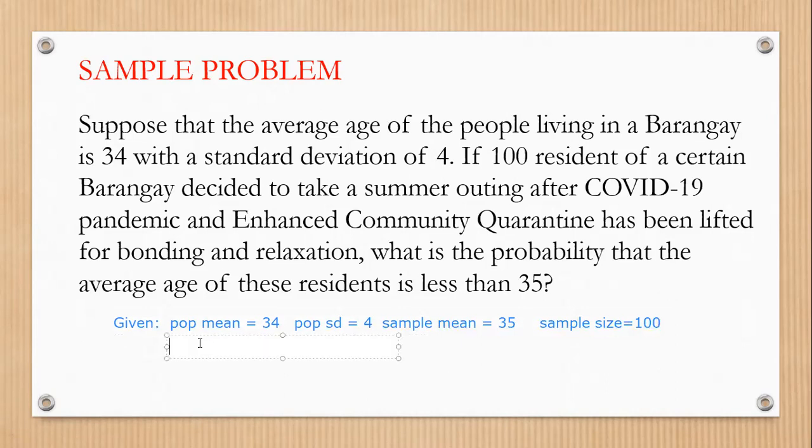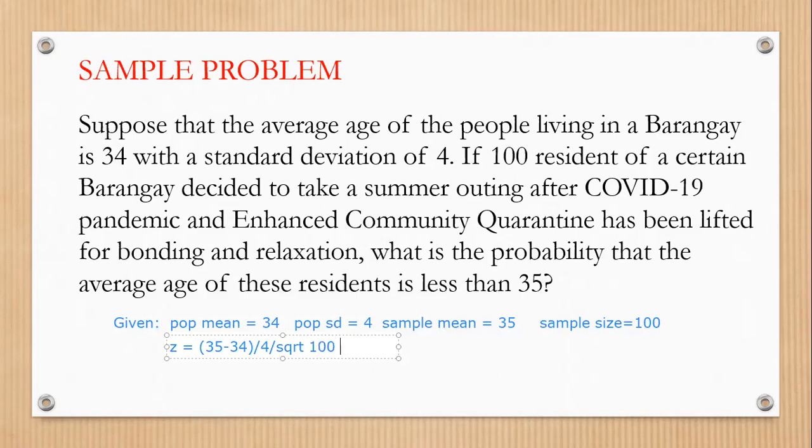So based on the given, we can now compute the z-score. Okay? So remember the formula, z-score equals x, sample mean, minus the population mean. So that will be 35 minus 34. Let's substitute based on the formula, divided by the population SD over the square root of your n, which is 100.